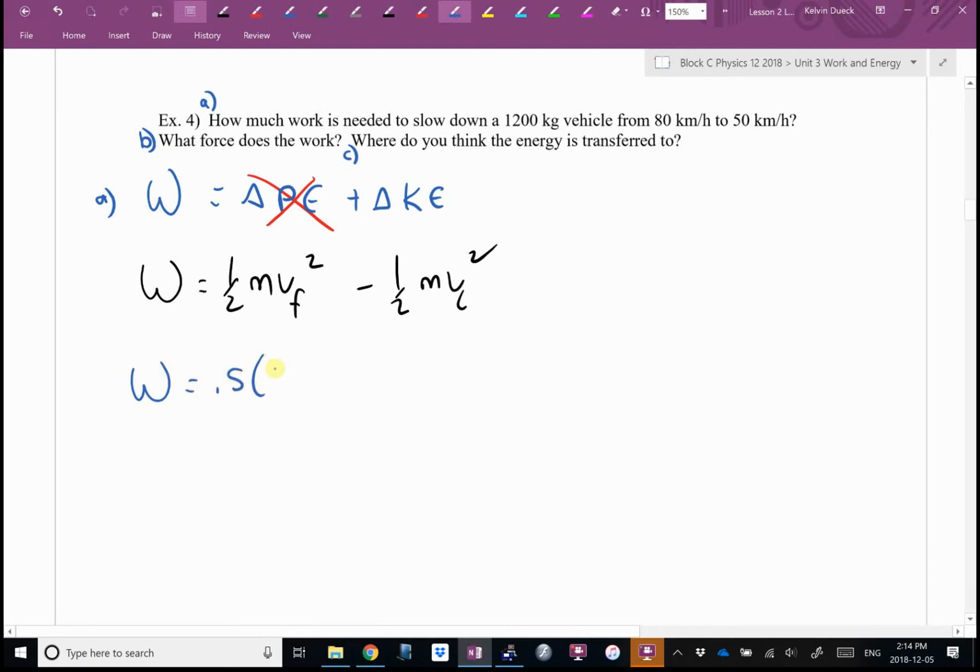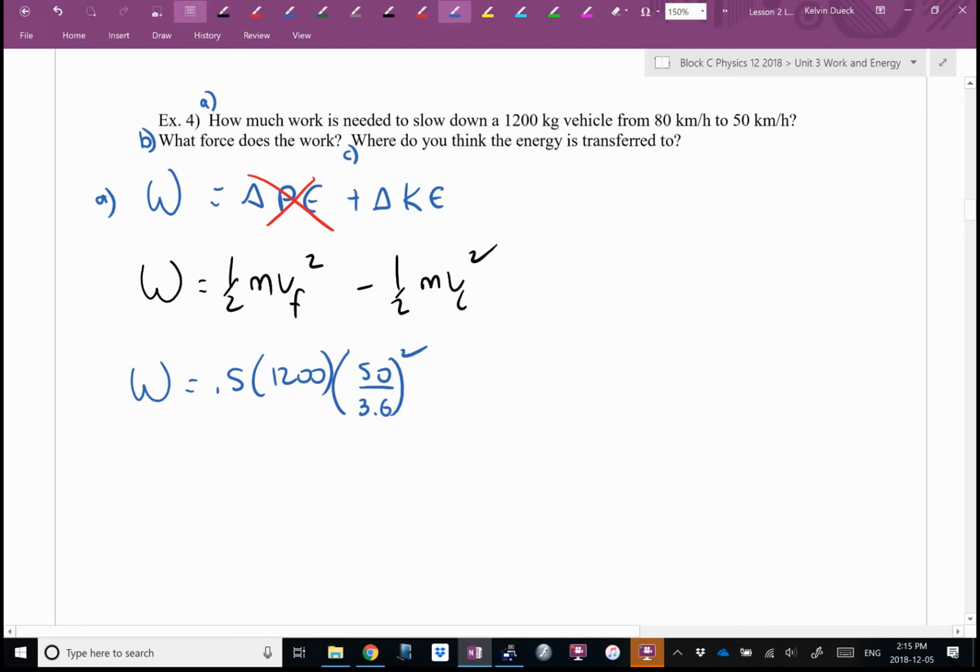0.5, 1200. Kimia, what's v final? 50 what? Do we do physics with kilometers per hour? How do I go from kilometers per hour to meters per second? It was something to do with a 3.6. Divide by 3.6. I'm so lazy, Kimia, if it's okay with you, I'm going to go 50 over 3.6 squared, and I'll do it all in one step.